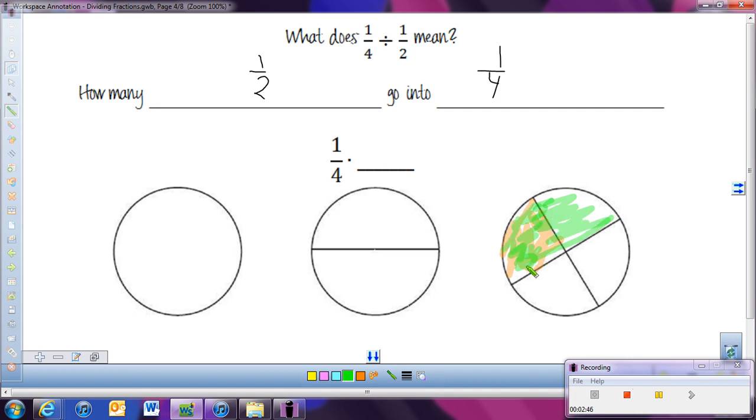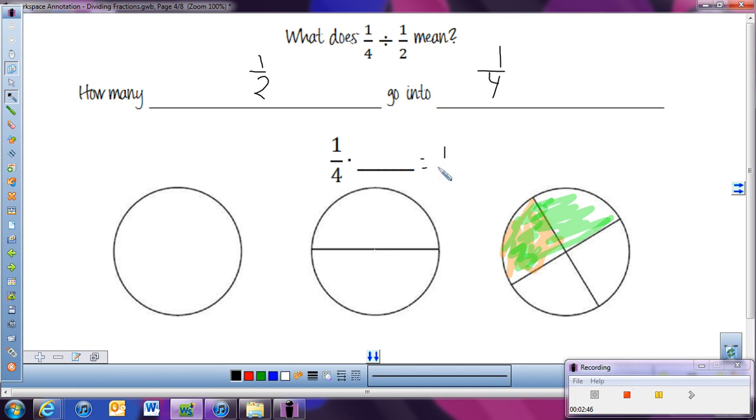And now you can see how much of this half piece fit into a fourth. I can tell that half of that piece fit into there. So this equals 1/2. 1/4 divided by 1/2 is 1/2. Or if you notice up here, I took 1/4 of 2 pieces. Because I had 2 pieces, here would be 1/2 of the circle, here would be the other half of the circle, and I cut it up into 4 pieces. So 1/2 of 2 equals 2/4, which then fits into 1/2.